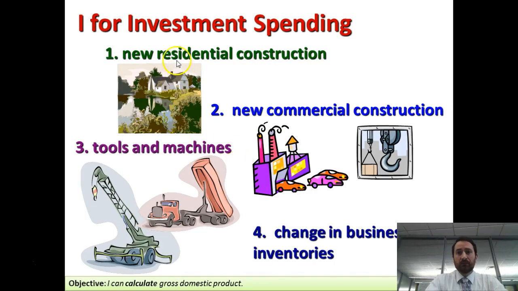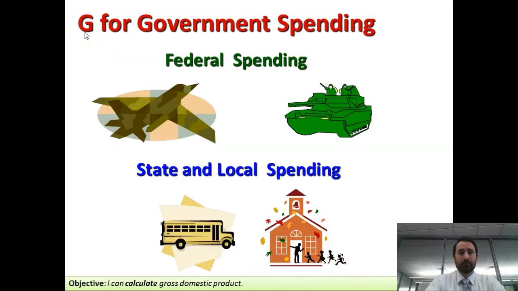Investment spending, so this is business investment spending. So think of Tacos Panetta. If they're going to add on an addition to their building there, that's going to be new commercial construction. Homes being built, new residential construction, investments in tools and machines that are used in companies, or changes in business inventories. All of that falls under business investment, the I.